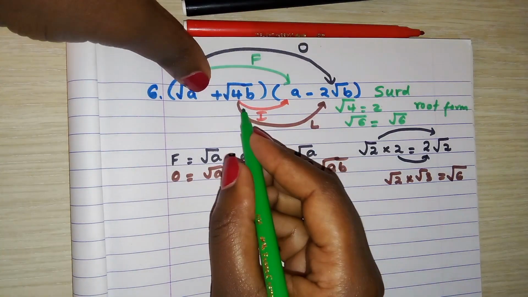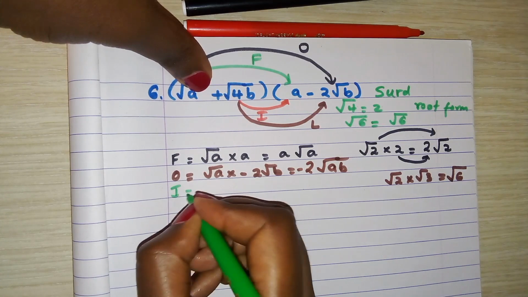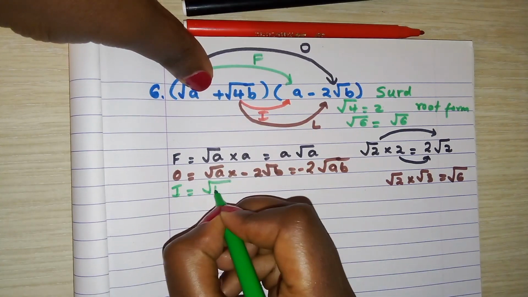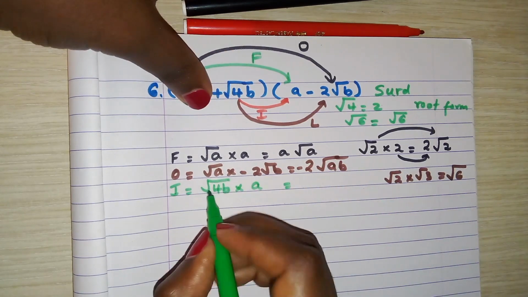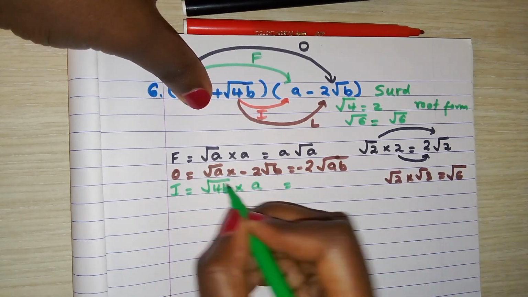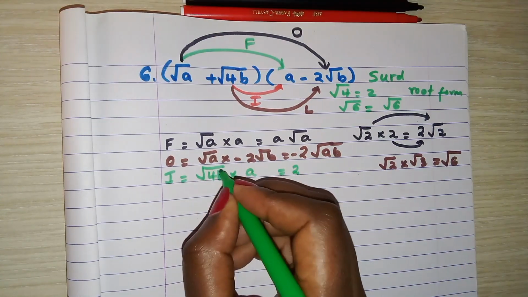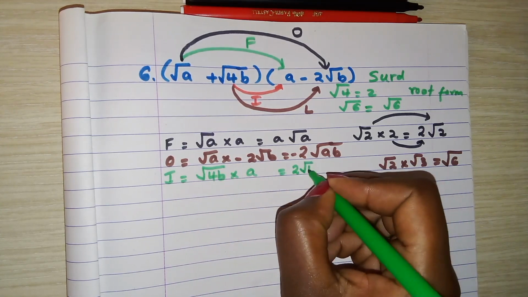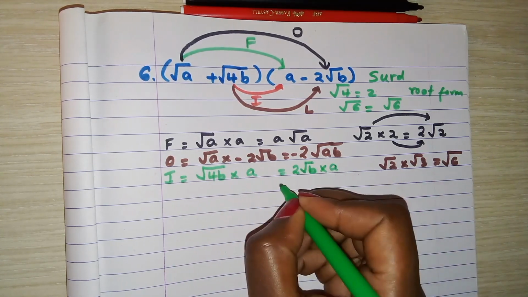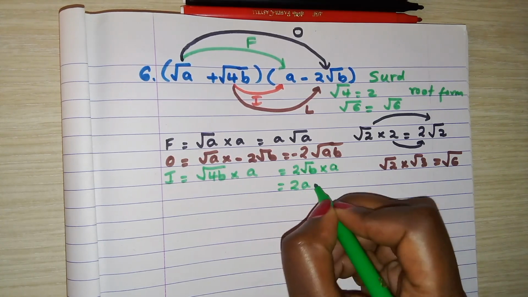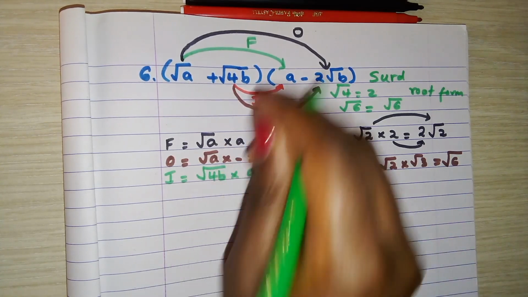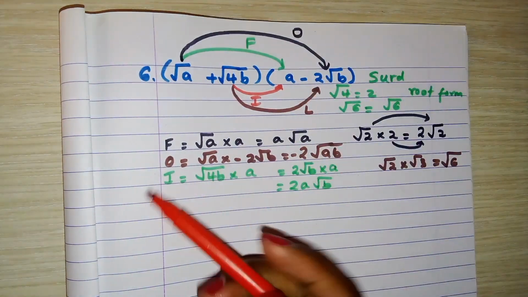Then inside we're going to do root 4b times a. Root 4, the square root of 4, is 2, and the square root of b is just square root of b, times a. So this one can be written as 2 times a, 2a root b. And then we have the last one.